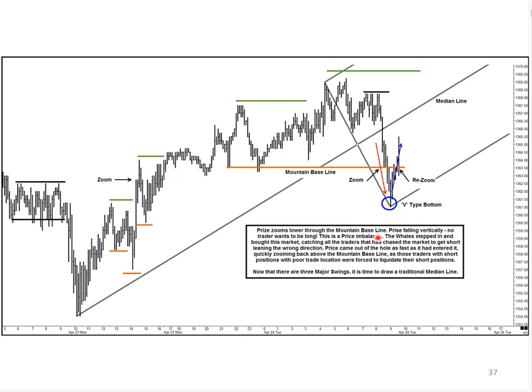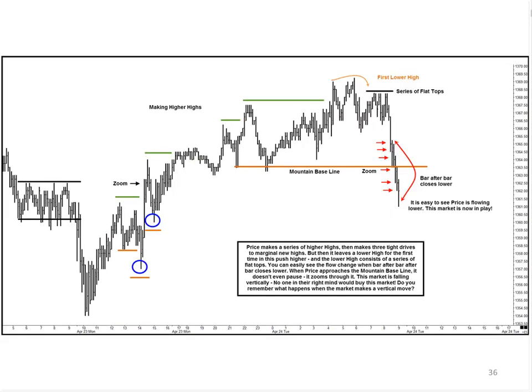Price zooms lower through the mountain baseline right here. Price falling vertically again. There you go. No trader wants to be long. When price, let me go back. Does anybody want to be long here right now? Of course not. Who in their right mind would want to be long? Can anybody tell me who wants to be long? There is someone.